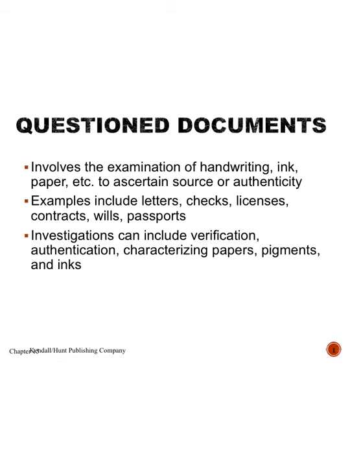When we have a document that is in question, we're going to look at some of the handwriting, the ink that was used, the paper type, in order to assess its validity. Things we might analyze, again, contracts, passports, wills, checks, licenses, all of those would be things that somebody may want to forge. So in order to authenticate that, we can look at the specific types of papers, pigments, and inks in order to test to see if they match up to exemplars. And exemplars are documents that we know are actually true and valid.